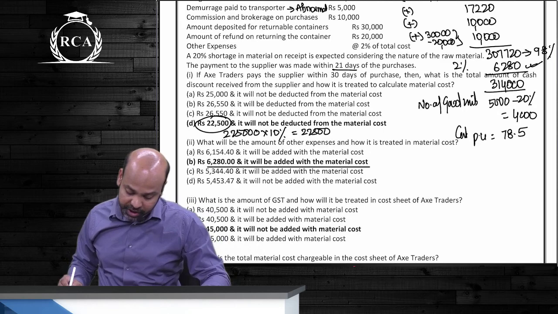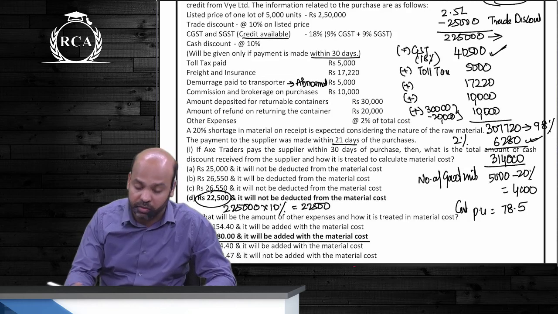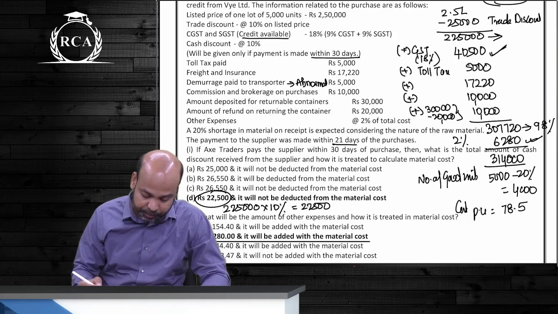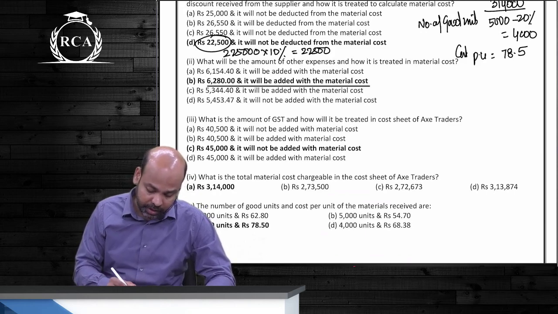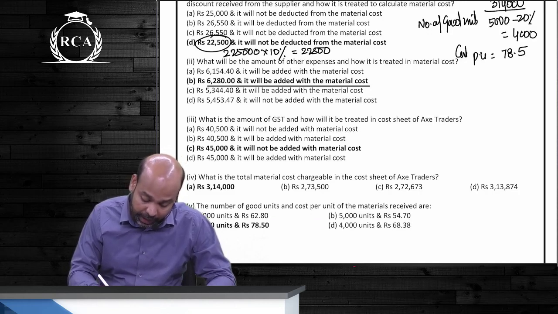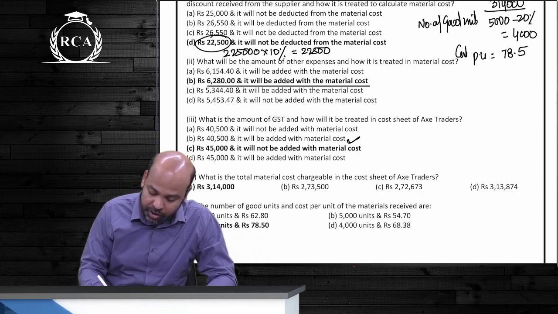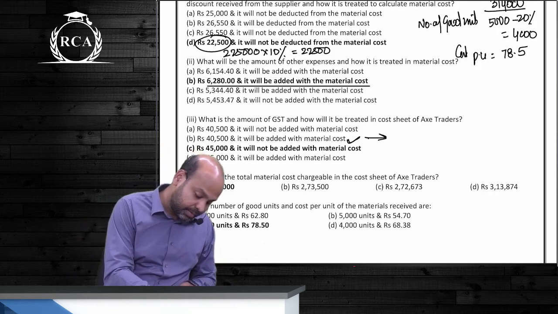What is the amount of GST and how will it be treated in the cost sheet of Axe Traders? Amount of GST is 40,000. How will you treat it? Include it or not add it? यार ये भी गलत छप गया यार, 45,000 है ही नहीं, 40,500 guys, and it will be added with material cost. Option B is the right answer, guys. Please change it. कितने changes करने पड़ेंगे यार?